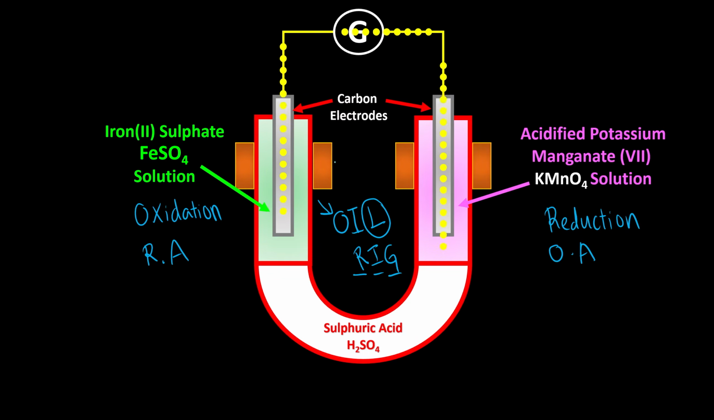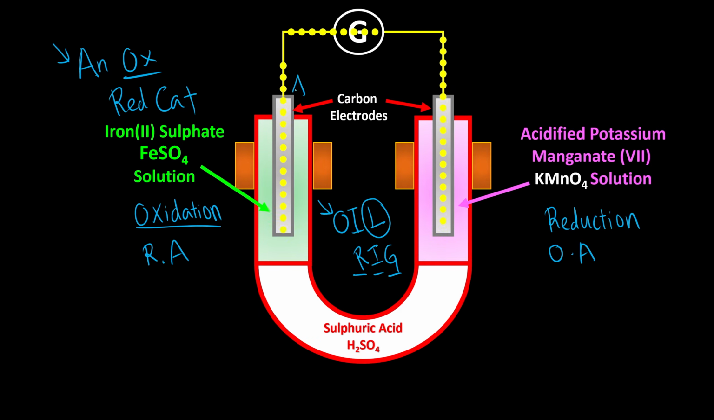And one more thing that we need to learn today is what we call AN OX and RED CAT. It means that the terminal that undergoes oxidation must be the anode. Meanwhile, the terminal that undergoes reduction must be the cathode. Whichever terminal has the electrons going out is what we call the negative terminal. The terminal that is receiving the electrons is the positive terminal.